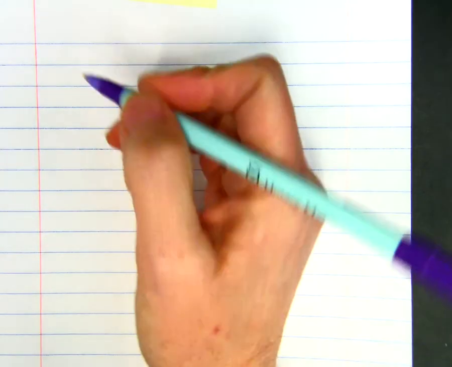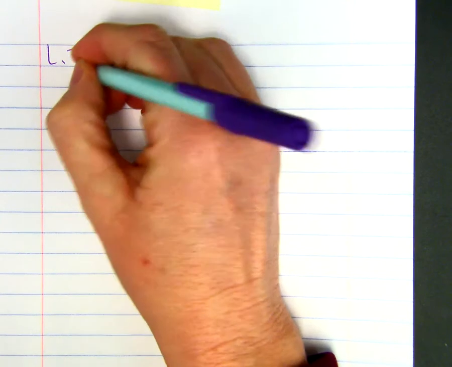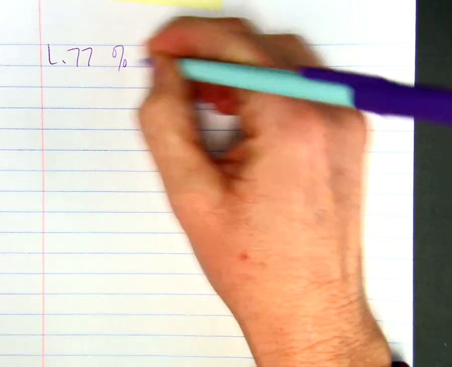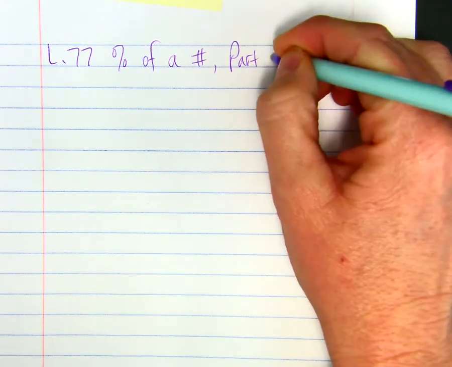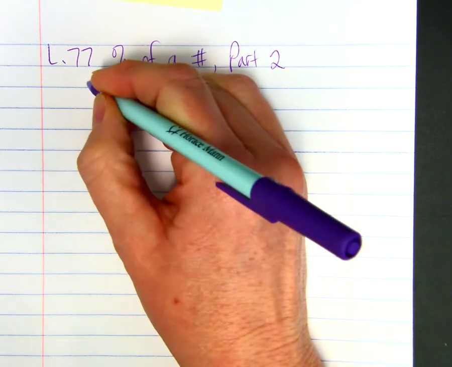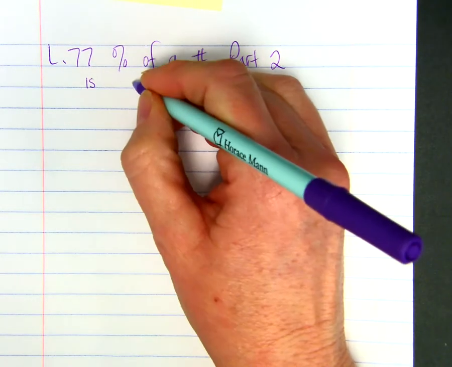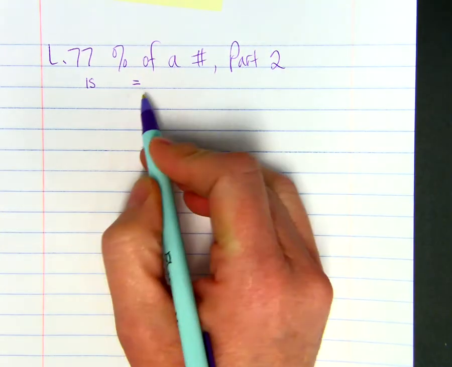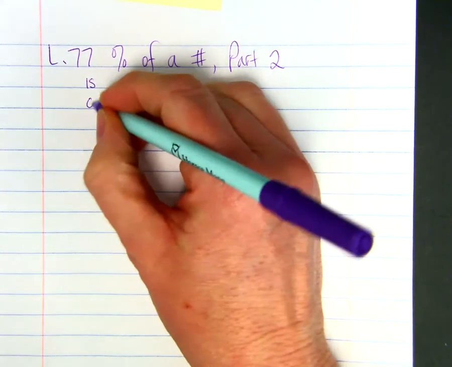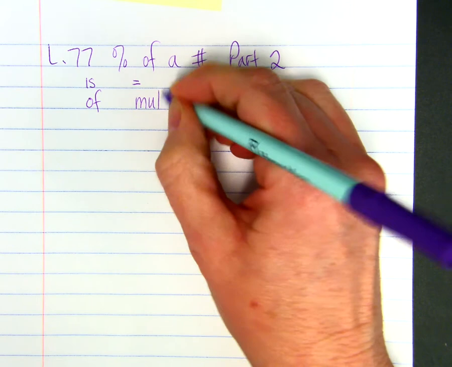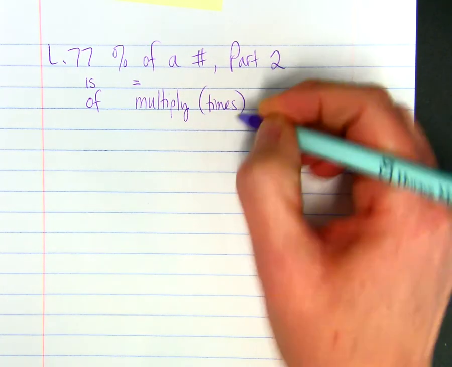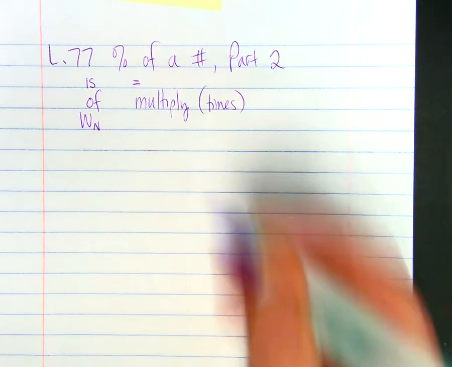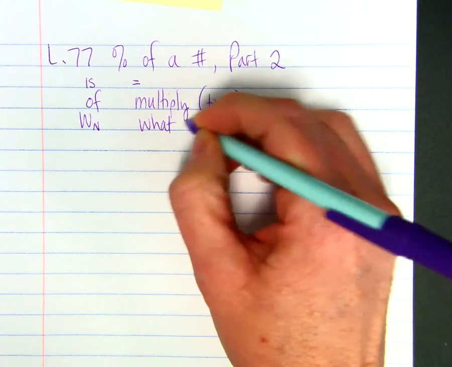Lesson 77, percent of a number, part 2. Okay, so this first part is just a review. Remember, "is" means equal, "of" usually means multiply, or times the numbers together. W sub n we use for what number?